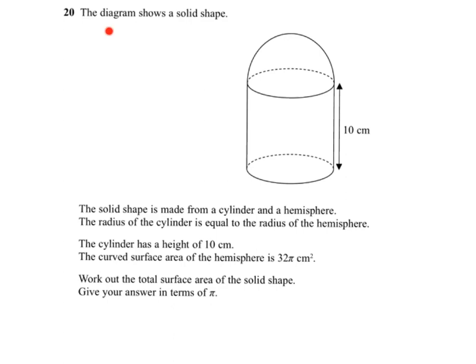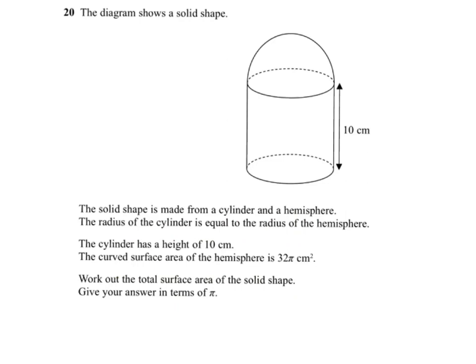Question 20. The diagram shows a solid shape. The solid shape is made from a cylinder and a hemisphere. The radius of the cylinder is equal to the radius of the hemisphere. The cylinder has a height of 10 centimetres and the curved surface area of the hemisphere is 32 pi. Work out the total surface area of the solid shape. Give your answer in terms of pi.